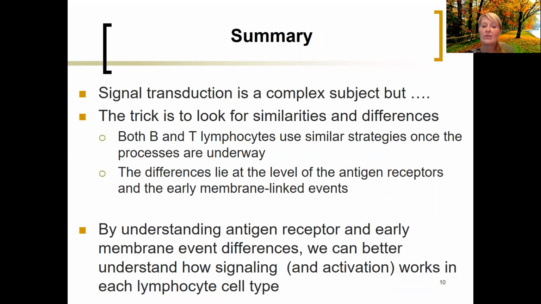So they use similar strategies once processes are underway. A lot of the internal machinery is the same. Some of the basic structures are the same inside, outside even. They're a family of molecules, but the B cell sees the native antigen, the T cell sees the processed antigen. And that's so that we can deal with extracellular pathogens whole in native conformation. That's what the B cell does very efficiently.